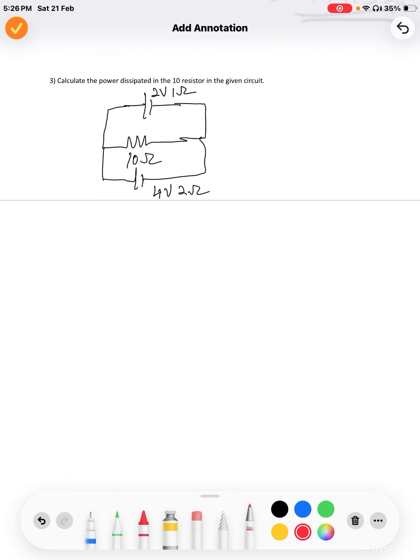So the circuit is clear. It suggests that the circuit is a parallel combination of cells. So we'll use the parallel combination of cells formula: E_P equal to E1 R2 plus E2 R1 by R1 plus R2.